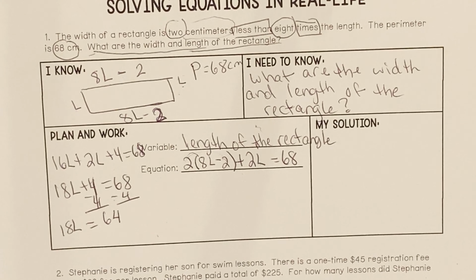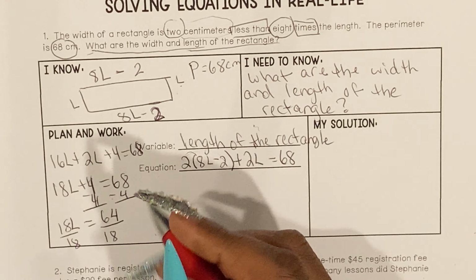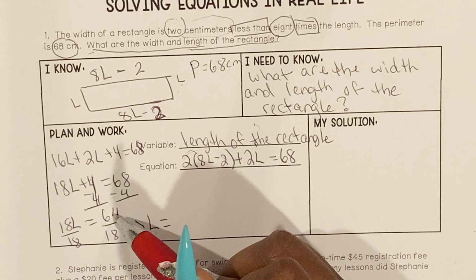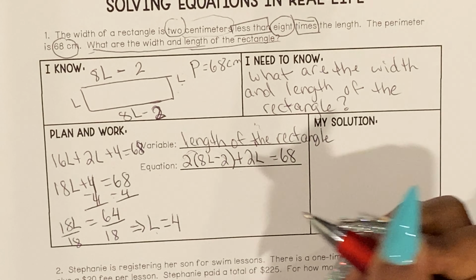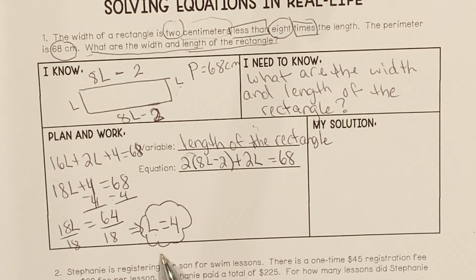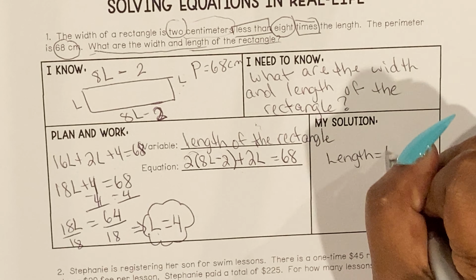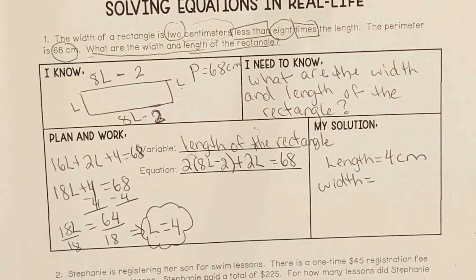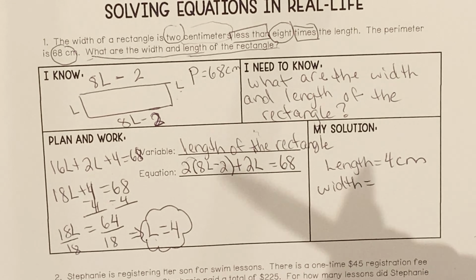All right. So then I need to divide both sides by 18 so that I can get the variable by itself. 64 divided by 18 is going to give you 4. So far I know that 4 is my length. So over here I'm going to put the length equals 4 centimeters. How do I find what the width is going to be? It's not 4. I have to go back to my original equation.